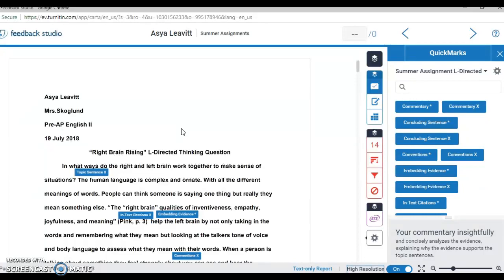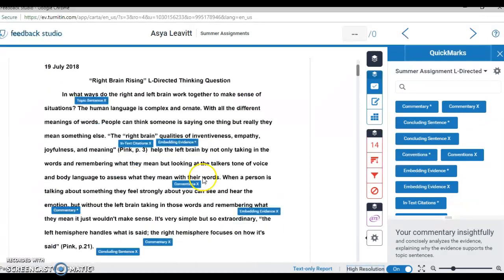And so we are going to start by talking about this first paragraph mostly, and I'll reference some other parts of the project as we go along. The first thing that I always look for in a body paragraph is a strong topic sentence that really answers the question that was provided to us.